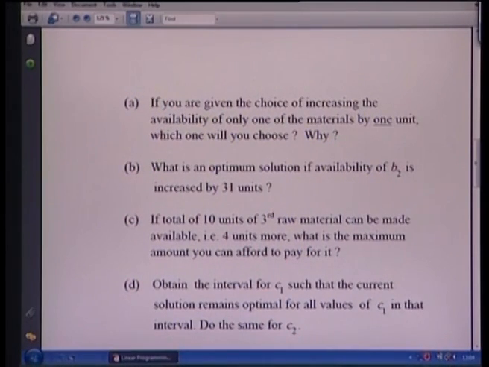Part D says that obtain the interval for C1 such that the current solution remains optimal for all values of C1 in that interval, and do the same for C2. C1 and C2 both turn out to be optimal intervals. Maybe you can also on your own do it for some non-basic variables also, the price ranging.